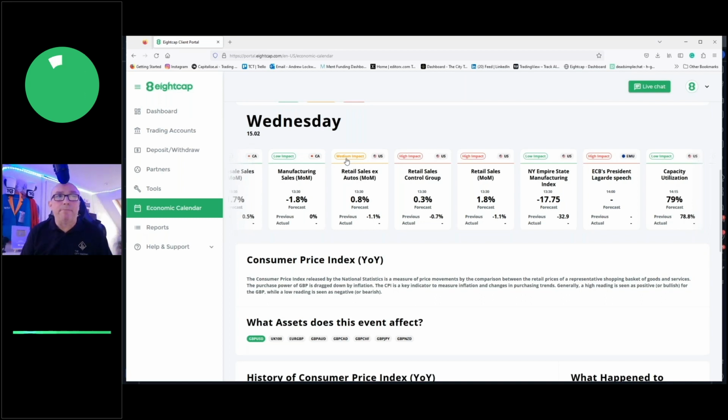So keep an eye on the high impact news events, retail sales coming out of the US. You know what it's like, the US, biggest economy in the world. When the US sneezes, the whole world catches a cold. So the whole markets always look to see what's happening in the US as their sort of benchmark, their guide, if you like.